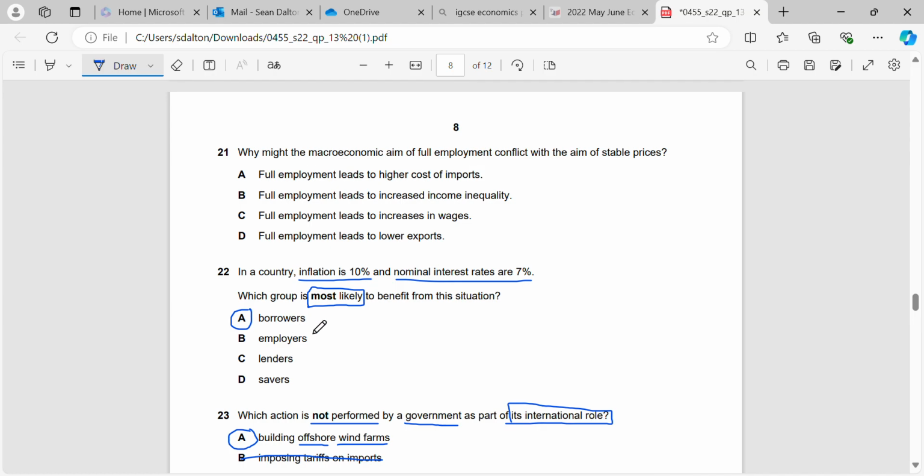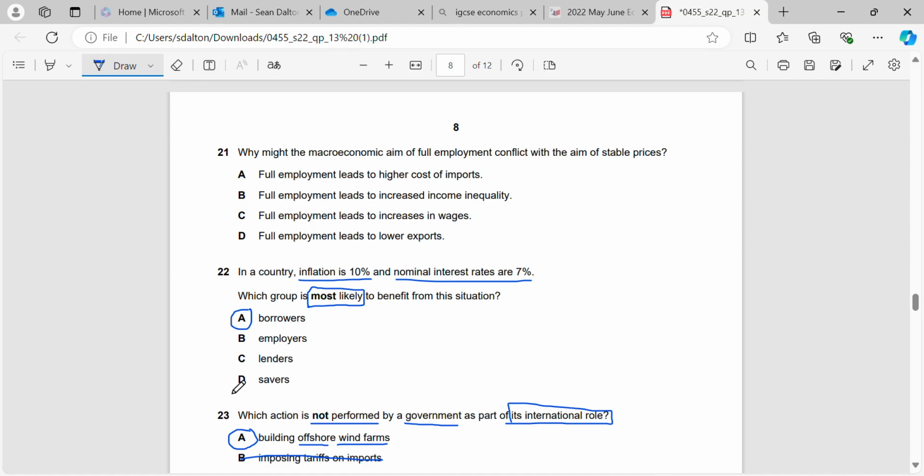Why? They borrow money at 7%, so what they're paying back is 7% more money than they borrowed. But the price of money is essentially increasing by 10% a year. So really, they're actually paying back 3% less than what they would be if inflation was matching the interest rates. The employers will lose out, the lenders will lose out, and the savers will lose out.